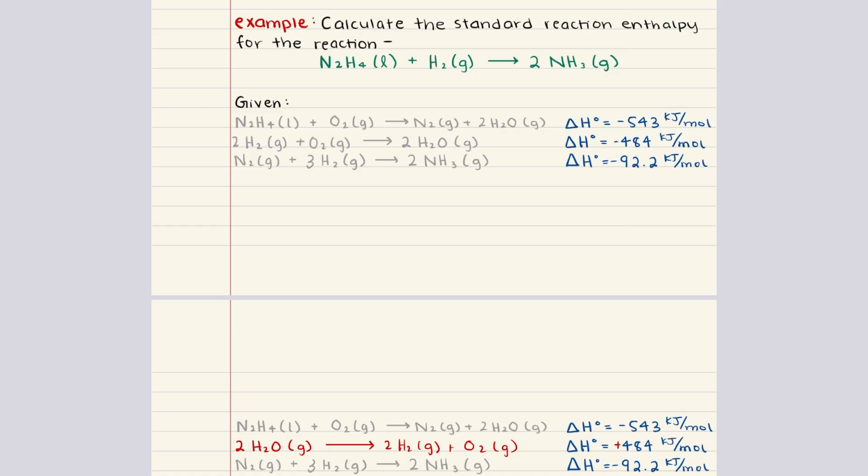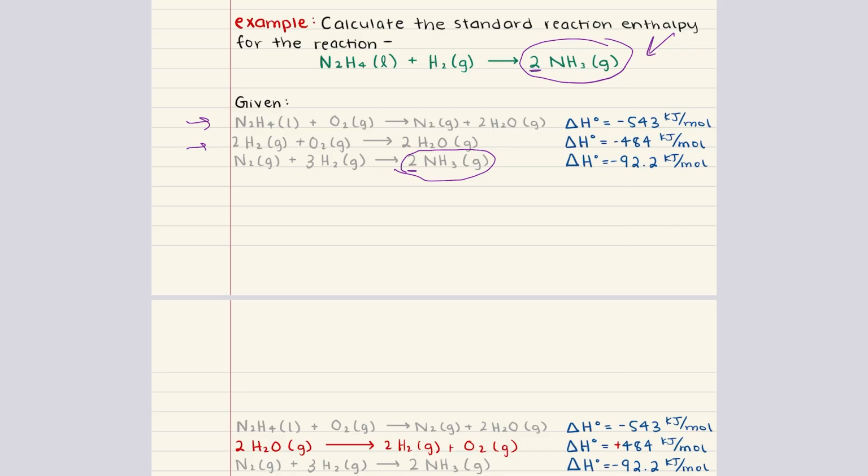So for this one right here, we want to calculate the standard reaction enthalpy, and we are given 3 reactions and their associated enthalpies. So we're going to manipulate these reactions to arrive at the target equation. We're going to start off simple. We're going to look at the target product. Here we have 2 moles of ammonia gas. That appears on the product side of reaction 3 as well, and it has the same number of moles.